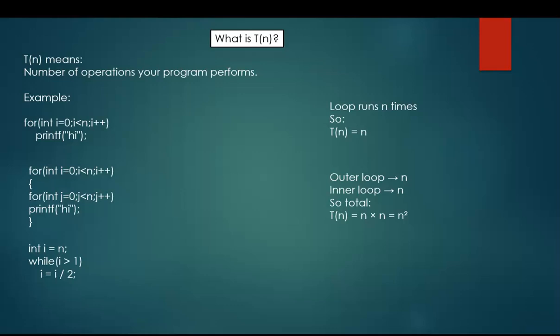Moving on to another example, where I have int i equal to n. There is a while loop which checks i greater than 1, and inside the while loop I write i equal to i divided by 2. Each time we divide by 2, the input size is halved. So this is specifically log n to the base 2, which is order of log n. T of n is equal to log n.